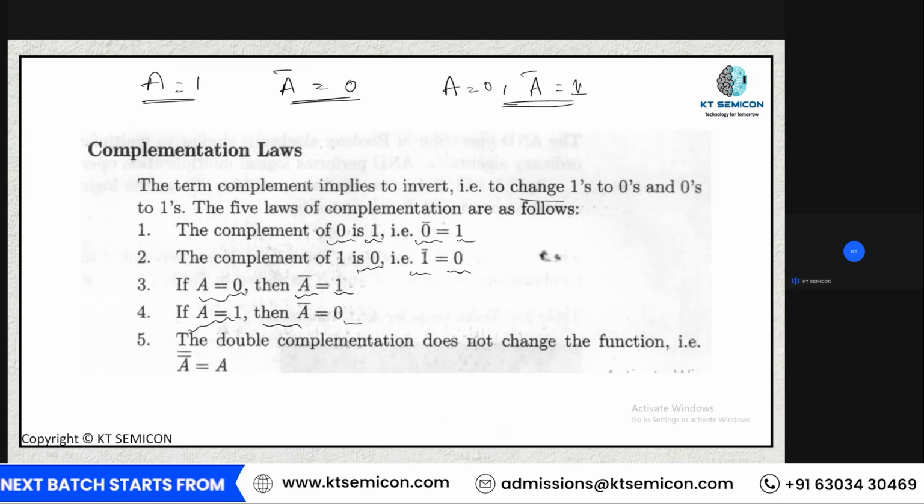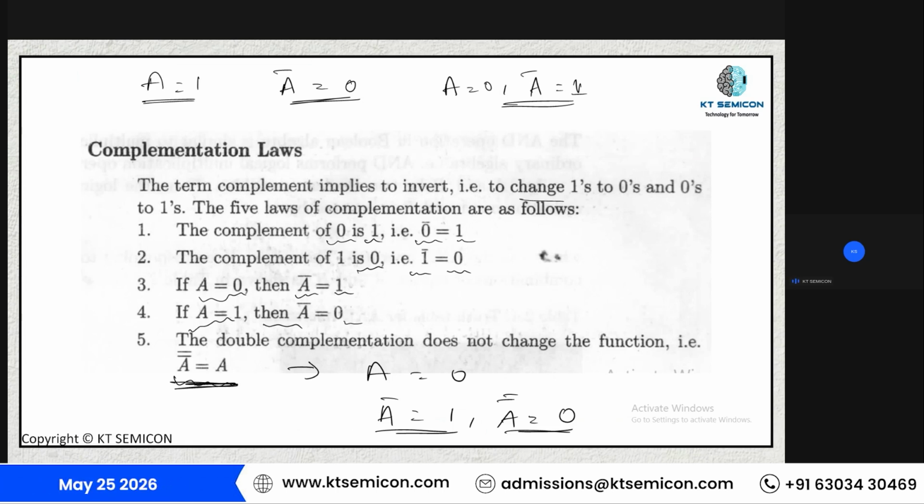The double complement does not change the function, that is A double bar is equal to A. What does this mean? Let's say A is equal to 0, then A bar is equal to 1, and A double bar is A bar the whole bar, that is 1 bar, which is 0. So A double bar is nothing but A. If you apply a double complement on a variable, we get the same variable.